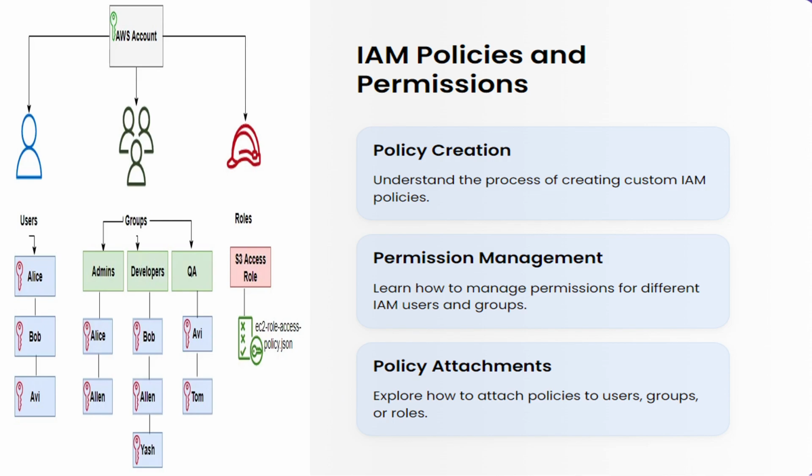Here are the policies and permissions. IAM policies are JSON documents that define permissions. These policies specify the actions allowed or denied on which AWS resources. Understanding how to write and manage IAM policies is key to effectively controlling access to your AWS resources.